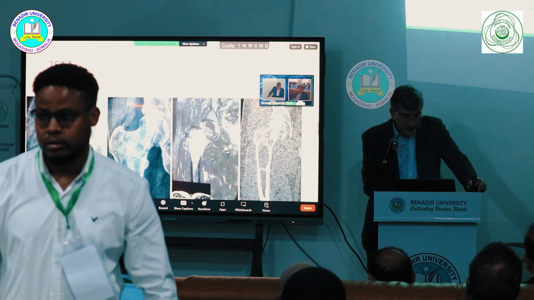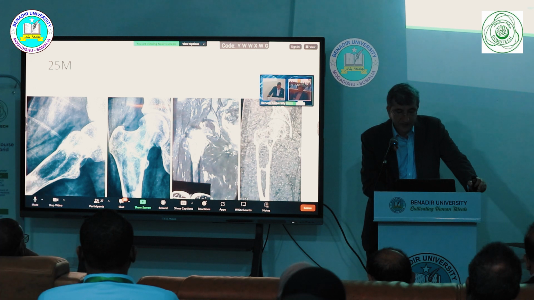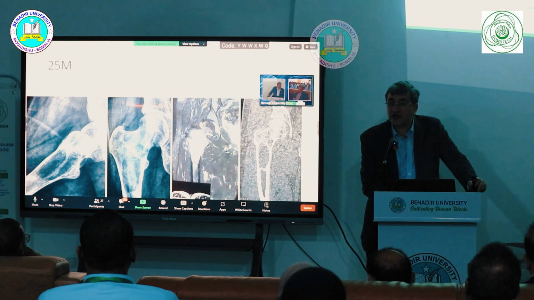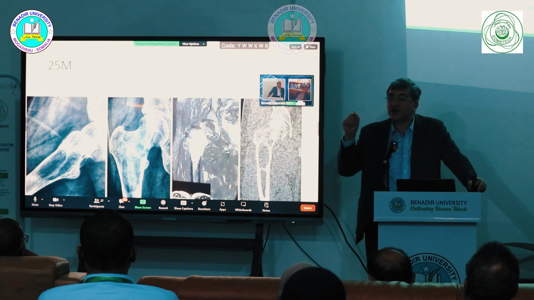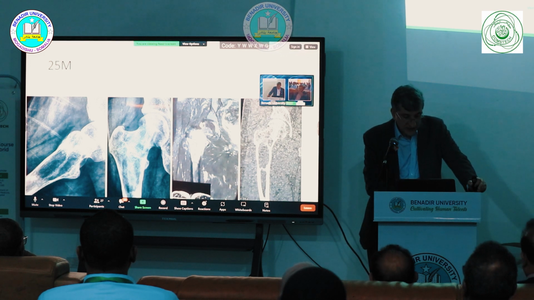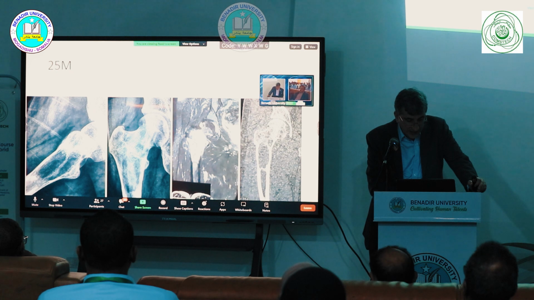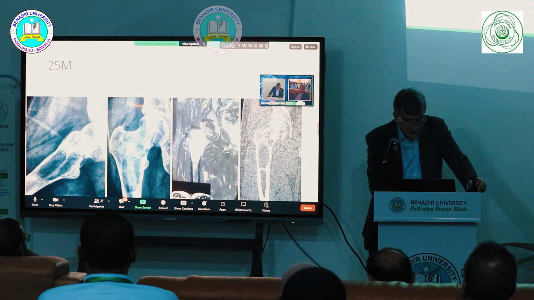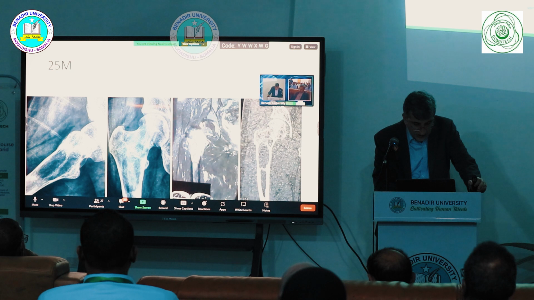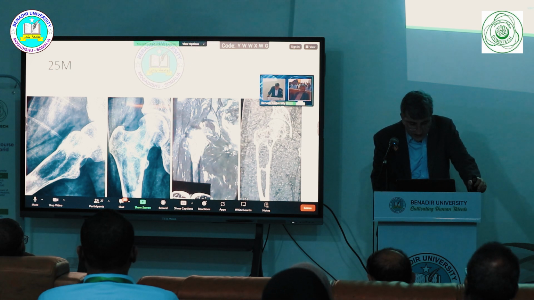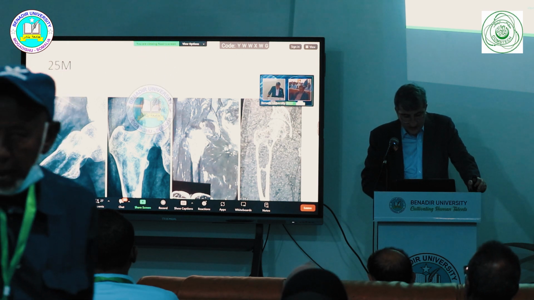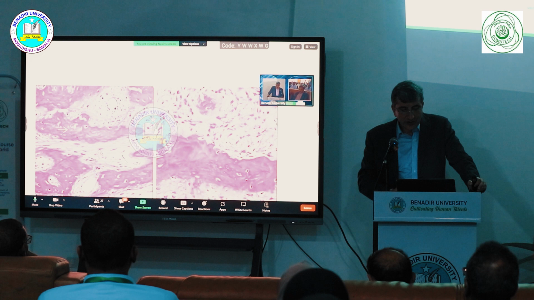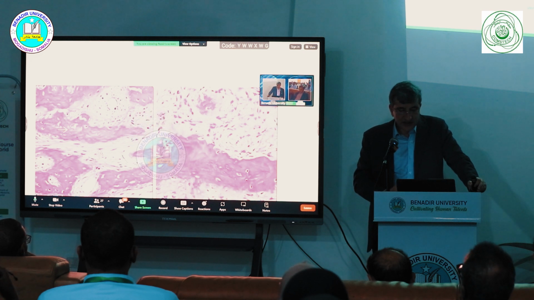But on close inspection, you see this is called moth-eaten appearance, like the insect eats the leaf. There are some irregular borders. And here you can see it is extended a little bit further. So these are the textbook images, but the example is the same.